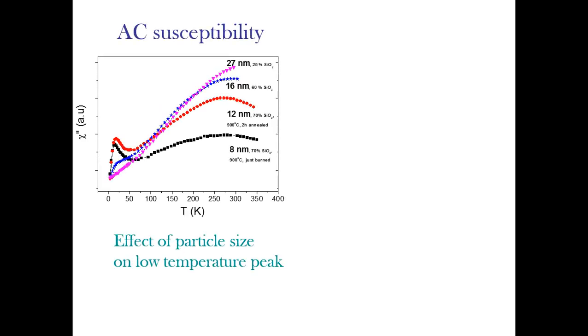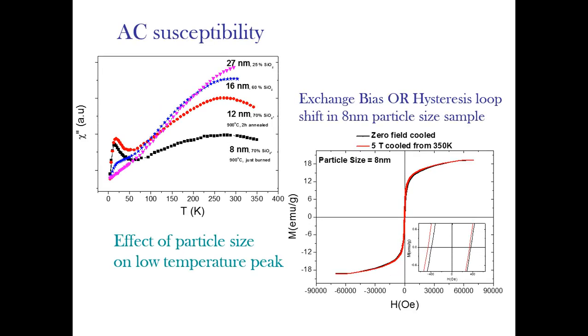So in AC measurement, especially in the out of phase part, we get a peak in the low temperature region. We have prepared different size nanoparticles, and you can see the 8 nanometer particle has a very clear peak, which vanishes with increasing particle size.